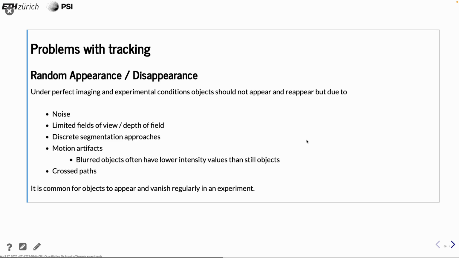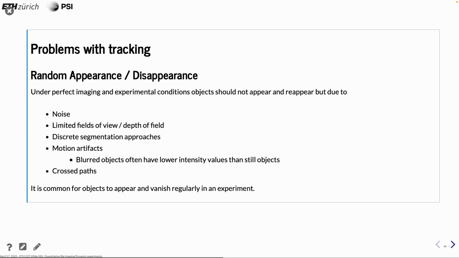So let's continue. When you do the tracking, it's not always obvious, as we have seen already with the simple example. We had the ambiguity if you have the same distance to the nearest neighbor. But you have also other problems when you do the tracking. One thing is, again, the noise, which is always around. You can have limited field of view or depth of field that you can work with. And then the question of how you do your segmentation can have an effect.